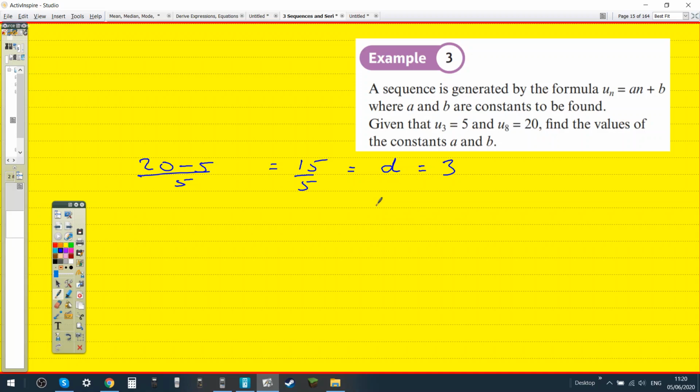And what's next? I need to find the first term. And so I think that would be -1.